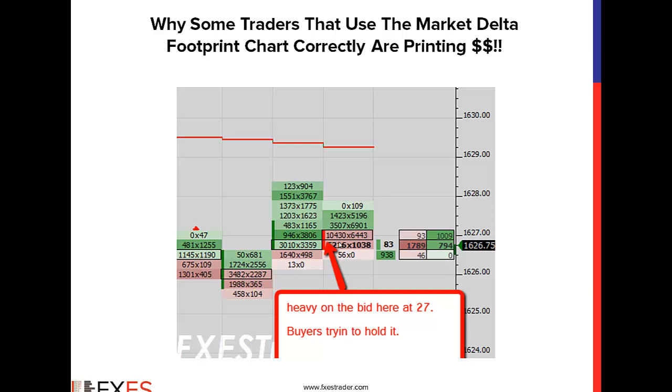Somebody that was heavily long, maybe from a couple of points lower than this, and was using the footprint correctly, probably wouldn't have taken an additional scale because they saw that large bid hit at 27, and it kept their confidence to stay in the trade. So that alone, if you do nothing with the footprint other than help you stay in a trade, is far more worth it than anything I can use. So let me jump to another example here.